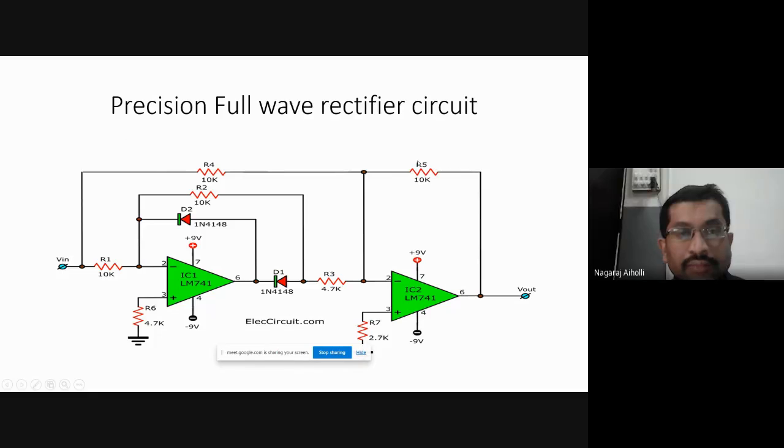So this is nothing but the precision full wave rectifier circuit, and we have various components here: the diodes present, IN4148, and then the other components, the various resistors. These resistor values have a particular design. According to that design, we will be rigging up the circuit here. We will be getting the values of the different resistors. We'll take that up in one of the lab sessions: the design part of the various circuits.